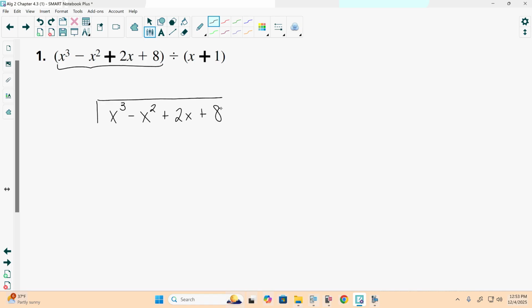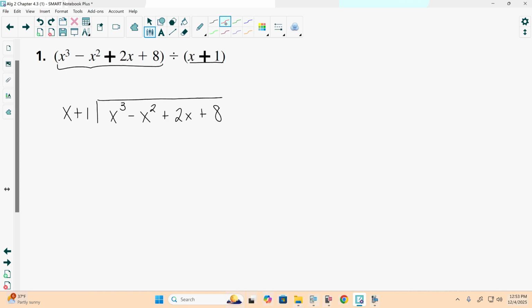On the outside, we put what we're dividing it by, and if it's missing any terms, we fill them in as 0 times that term. Really, that's holding in as a placeholder so that we make sure we're combining like terms. We're not trying to add or subtract terms that aren't the same. And our answer is going to go on top of this here.